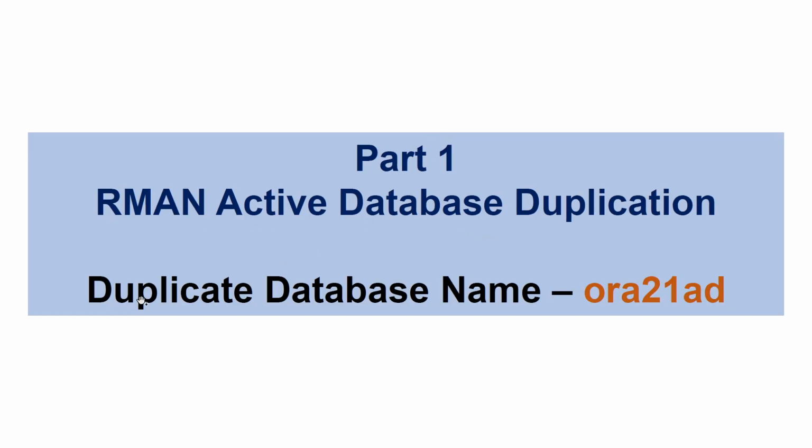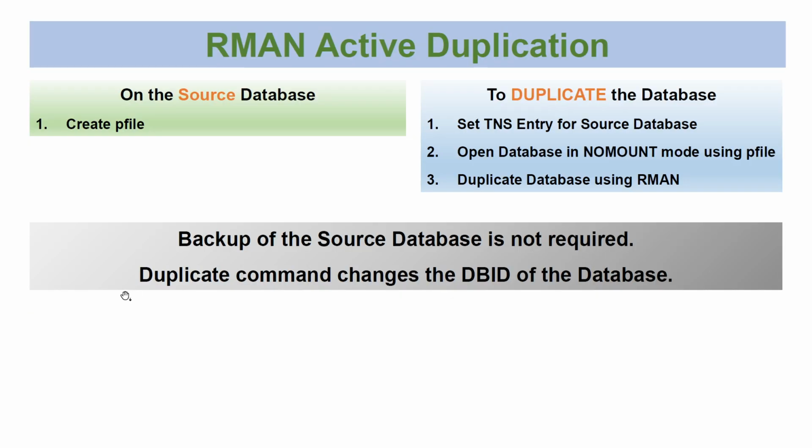So let's learn how to duplicate your database using active database duplication. What are the steps? On the source database, only one step: create the P file. As I told you, a backup of the source database is not required, and this particular command changes the DB ID. So on the source database, no need to take a backup, only create your P file. Now to duplicate this database: set the TNS entry for the source database, open the database in no mount mode using the P file, and duplicate the database using RMAN. So these are the only 3 steps.